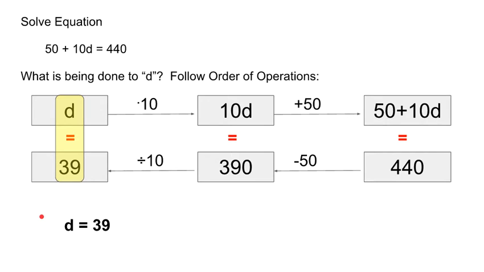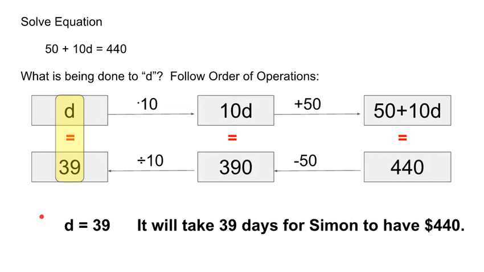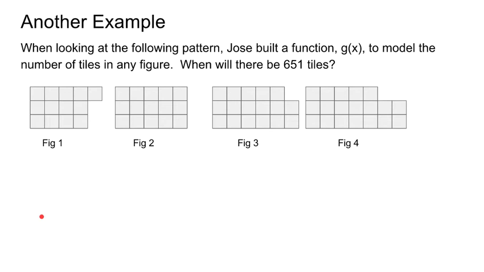We found what we were looking for, D, which is the number of days, so it will take 39 days for Simon to have $440. Here's another example. When we're looking at this pattern here, Jose built a function, g of x, to model the number of tiles in any figure. The question is, when will there be 651 tiles?